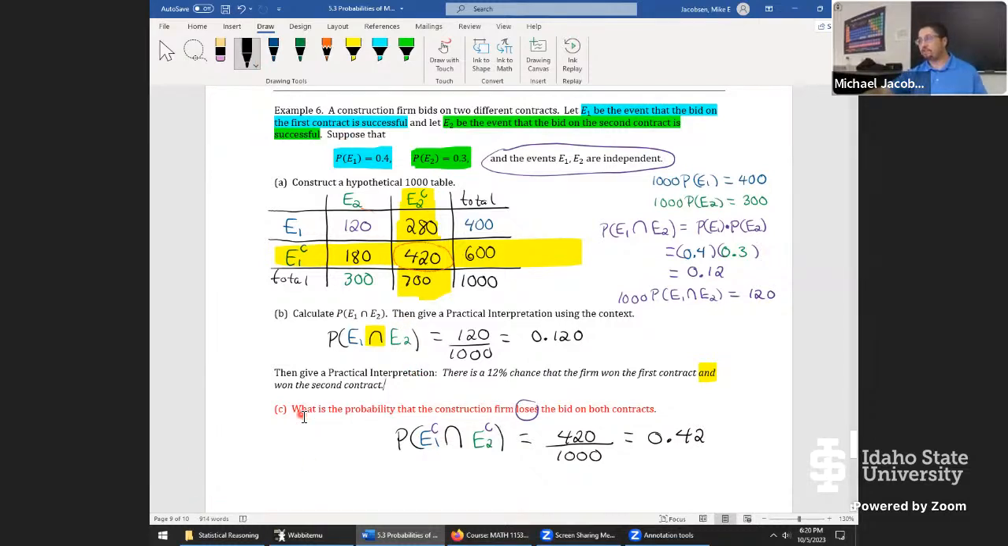Because the question didn't start off with a probability statement, you could interpret it, but really it should sound the same as what the question was. So in other words, if I gave an interpretation to this, I would say there's a 42% chance that the firm loses the first contract and loses the second contract. In other words, loses the bid on both contracts. So we've got it, folks. That's the way to get through this particular problem. Any questions at the moment on the conclusion to example 6?